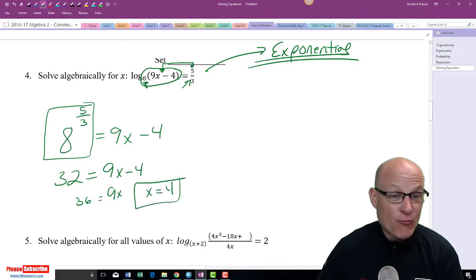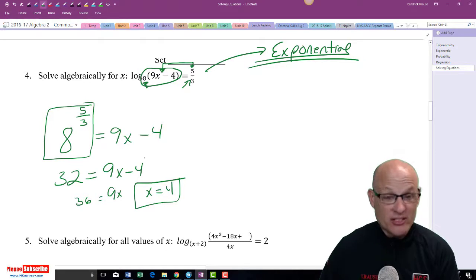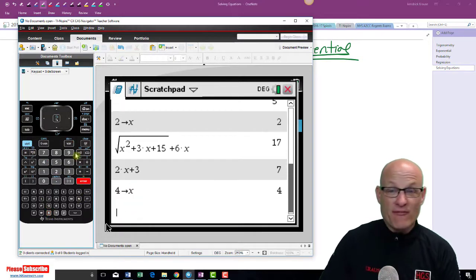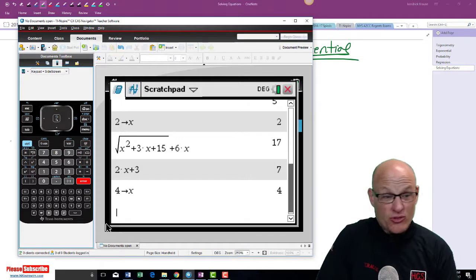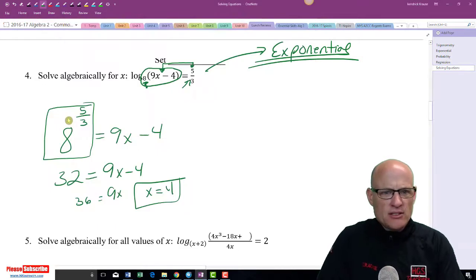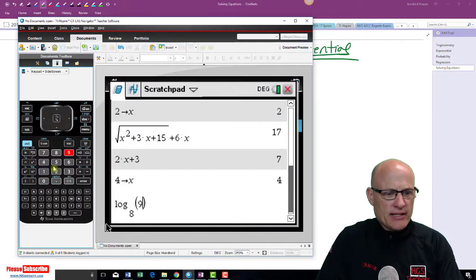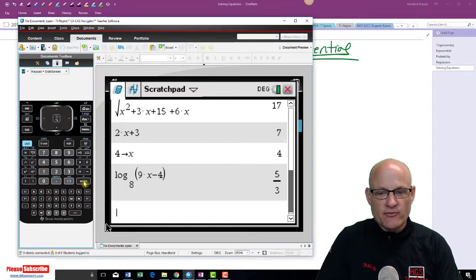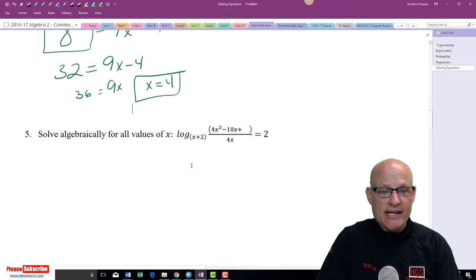Even if you have one answer, you still have to check it. You never know if that one answer is bogus, and maybe there is no solution. By the way, if you have no solutions, do the problem again, just to make sure. Log base 8 of 9x minus 4, and we're hoping this is 5/3. There it is, 5/3. Yay!